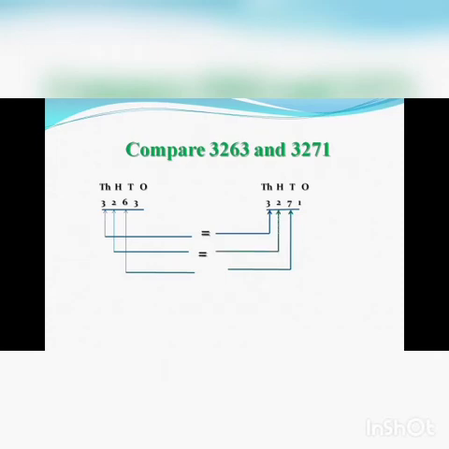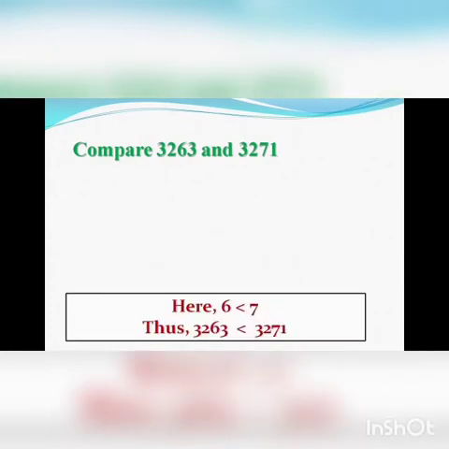That is 7 is greater than 6. Hence, 3271 is greater than 3263 or 3263 is smaller than 3271.